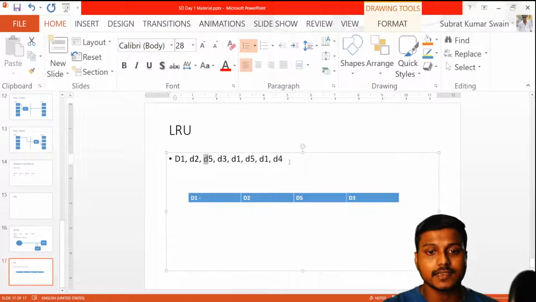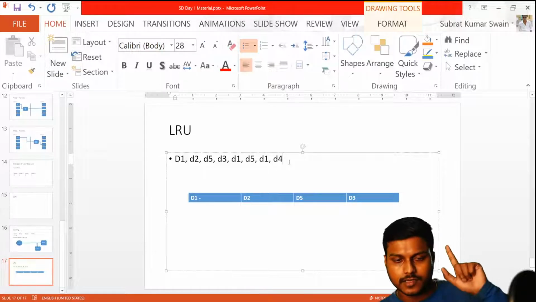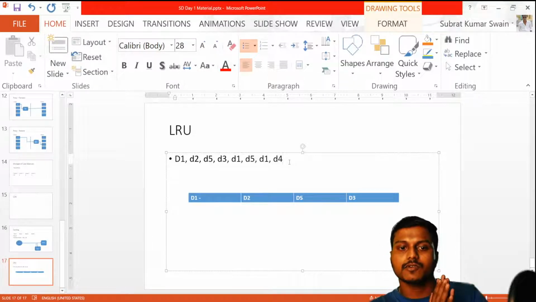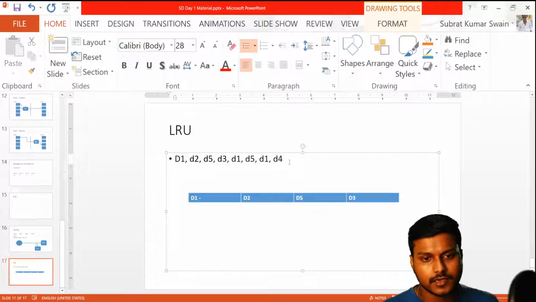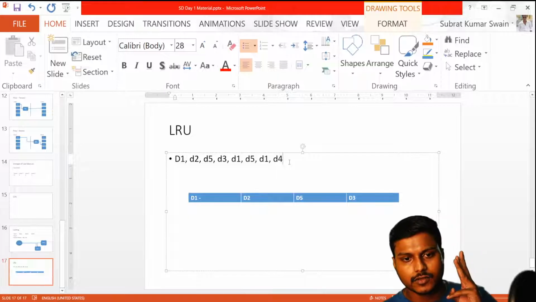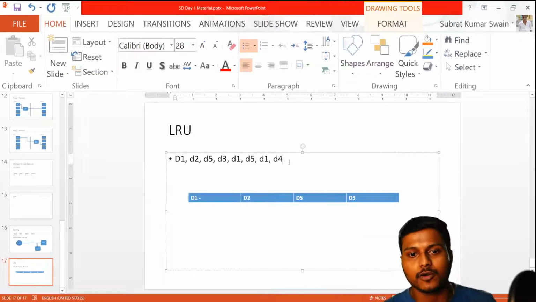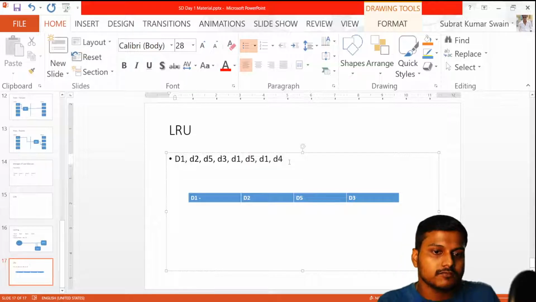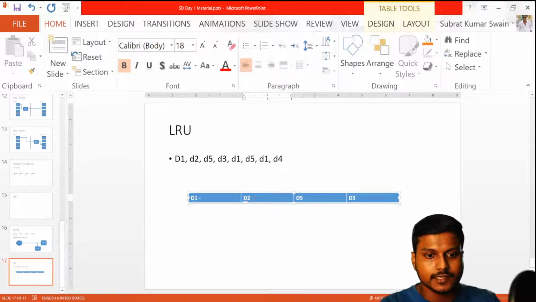Which one is the least recently used? We have D1, D2, D5 and D3. Very recently D1 was called, after that D5, after that D1, then D3, then D2. So D2 is the least recently used. We have not used D2 recently; D2 was used long ago. So we can remove D2, and instead of that I would just store D4, the new data.